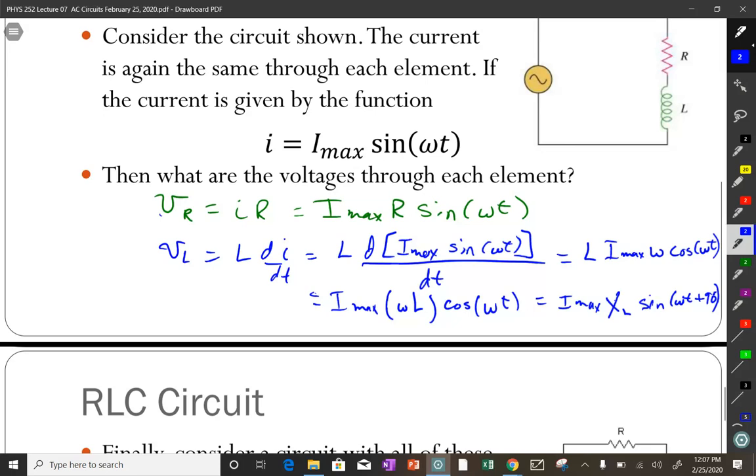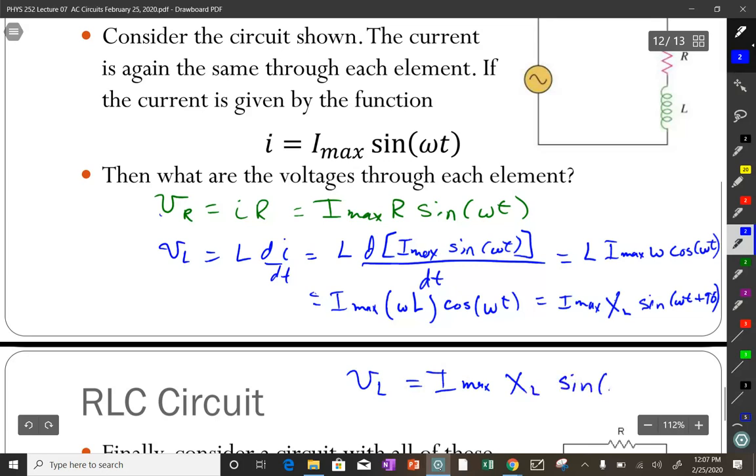Alrighty. So our outcome here was V inductor is equal to I max X_L sine of omega t plus 90 degrees, where X_L is equal to omega L. So now notice X_L, the reactance of an inductor, increases with frequency, whereas X_C, the reactance of a capacitor, decreases with frequency.